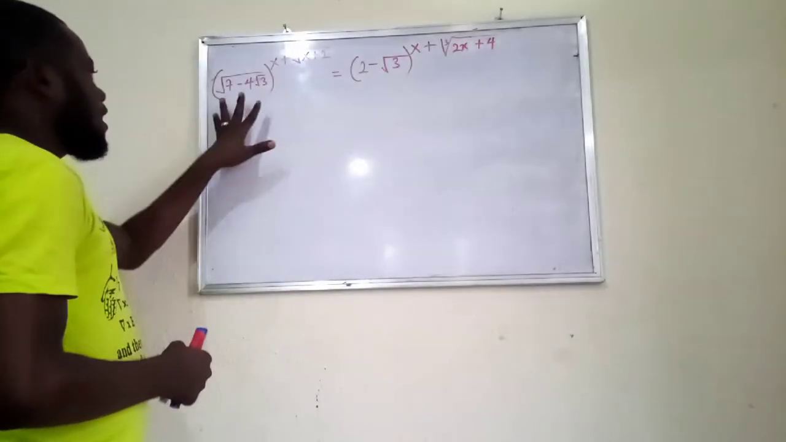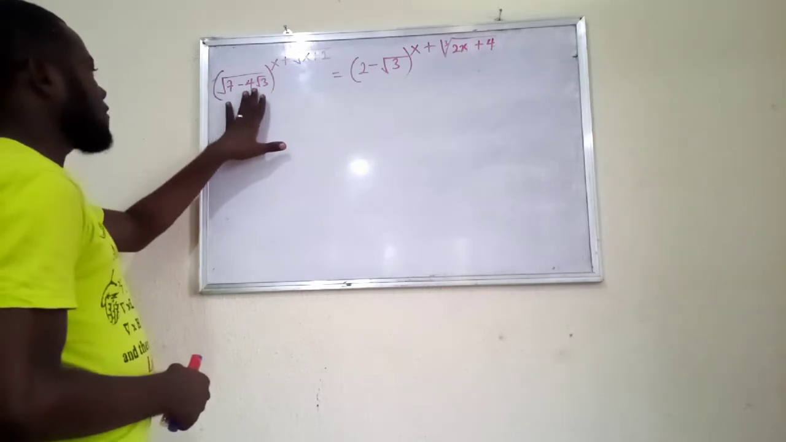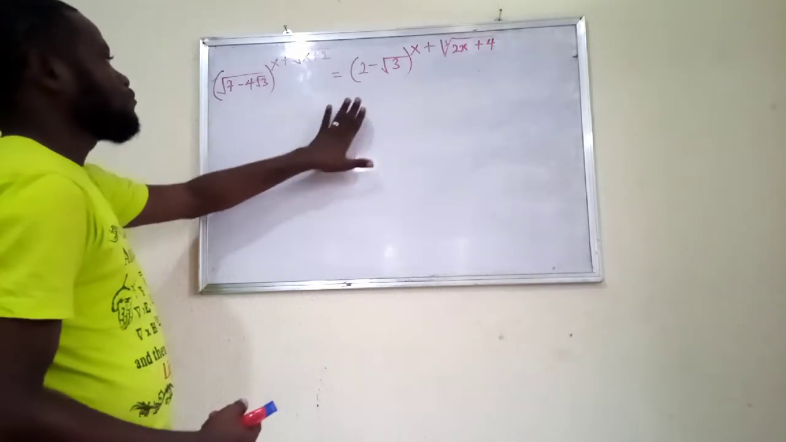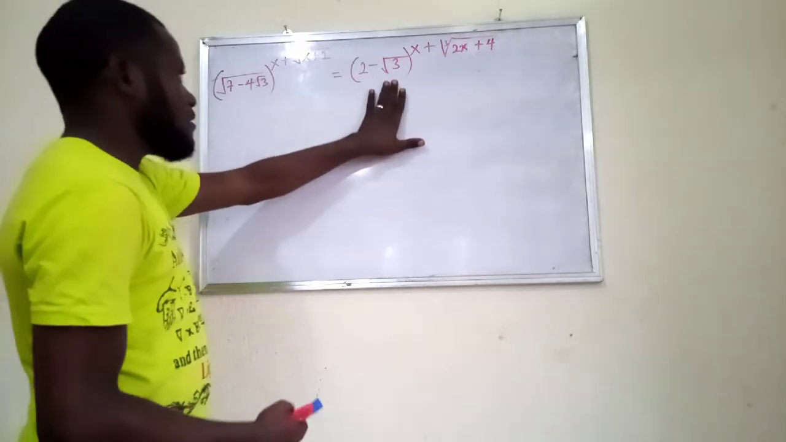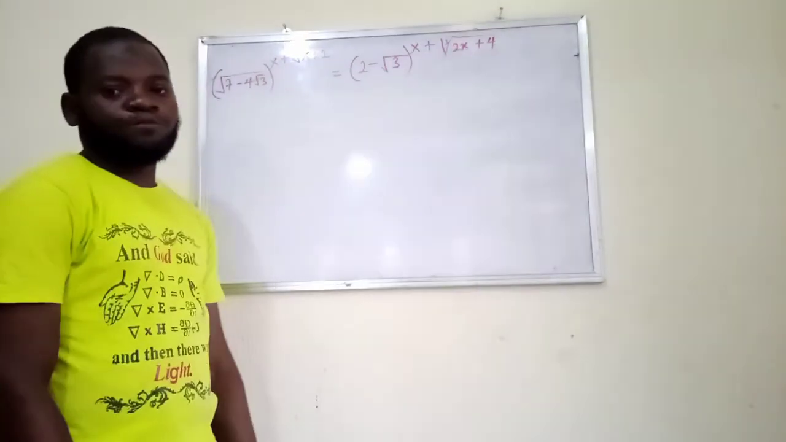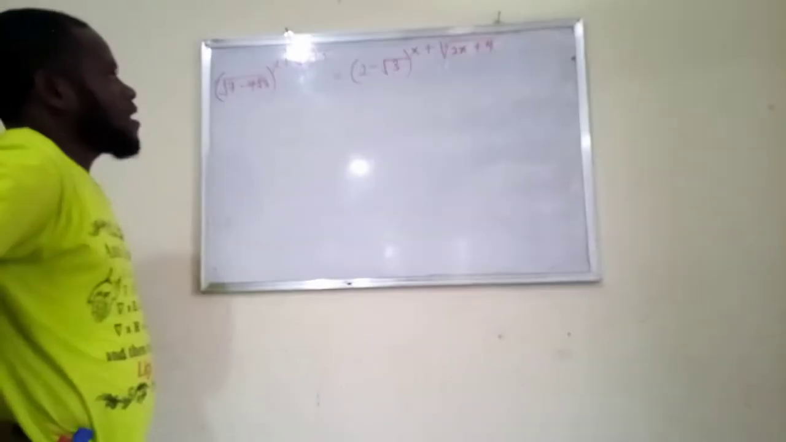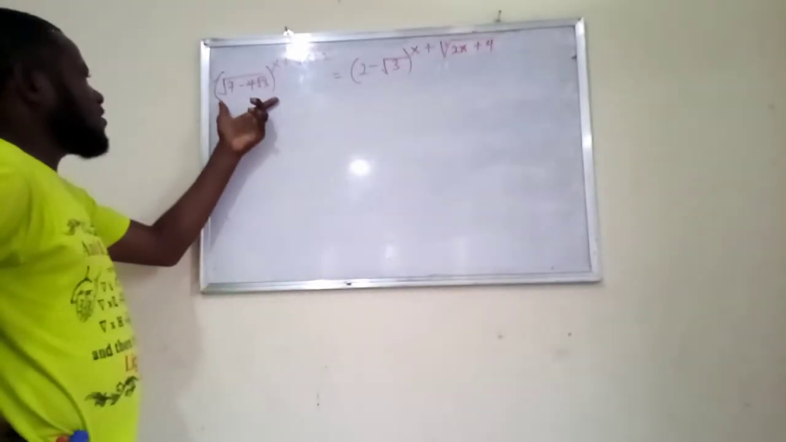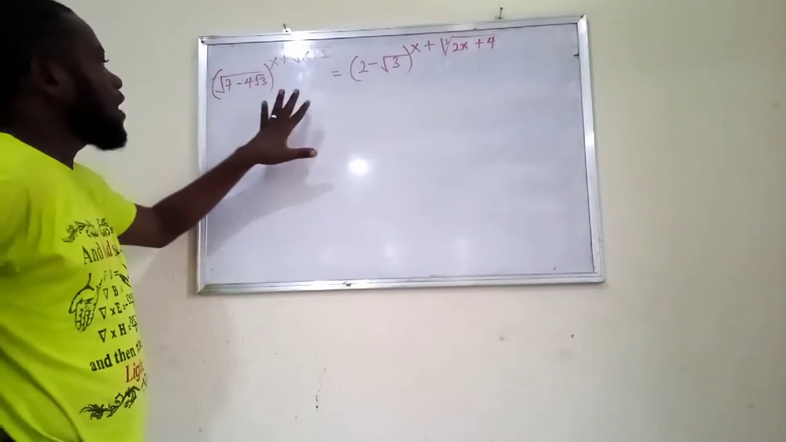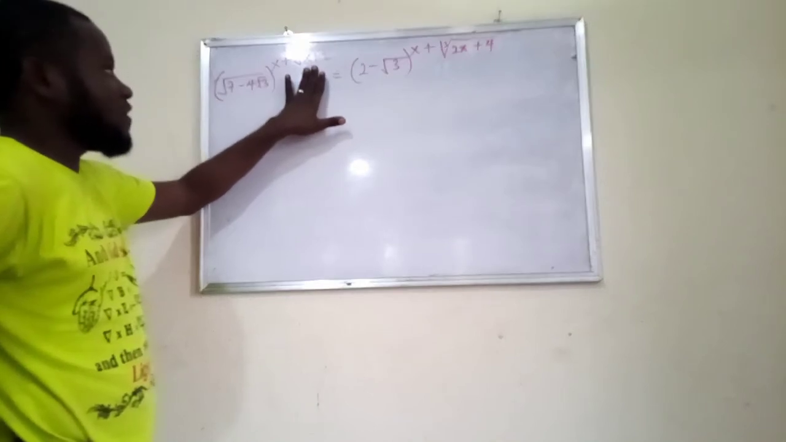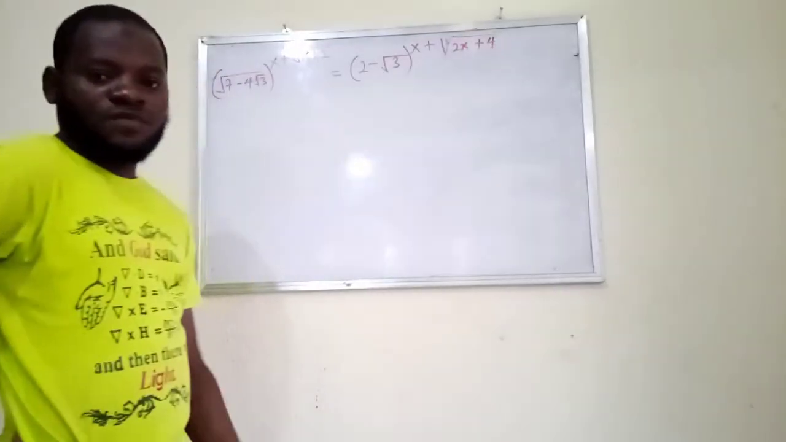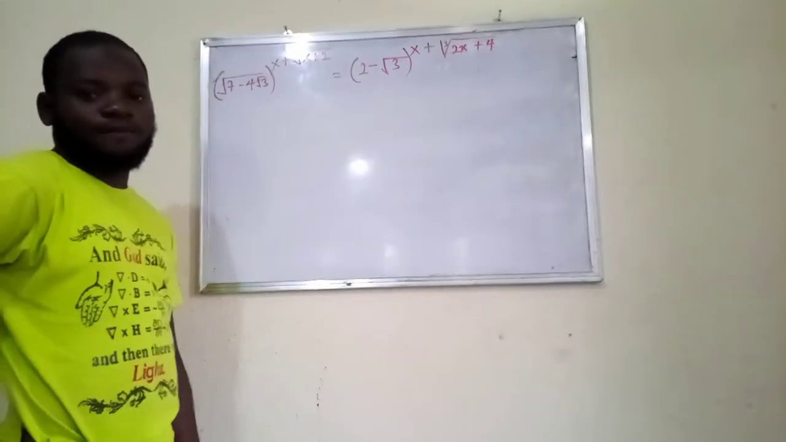Now, we have the square root of 7 minus 4 root 3, raised to the power of x, plus the square root of x plus 2, equals 2 minus root 3, raised to the power of x, plus the cube root of 2x plus 4. Supposing this particular value here is equivalent to this and they cancel each other, then we are going to have x plus the square root of x plus 2 equal to x plus the cube root of 2x plus 4. This equation would have been very simple to solve.